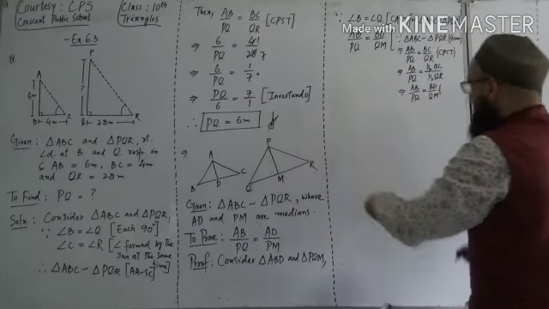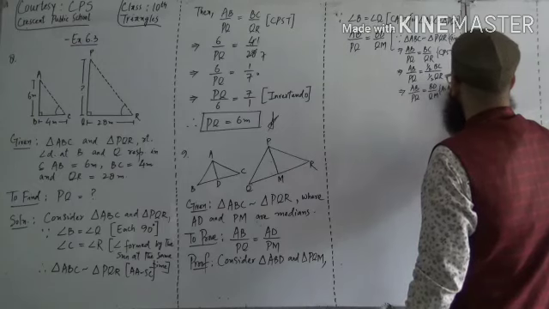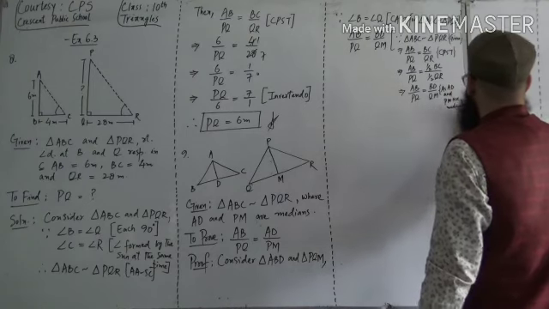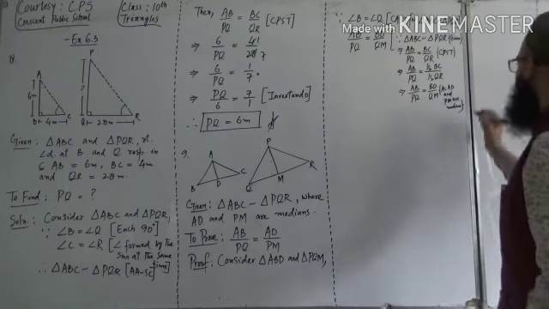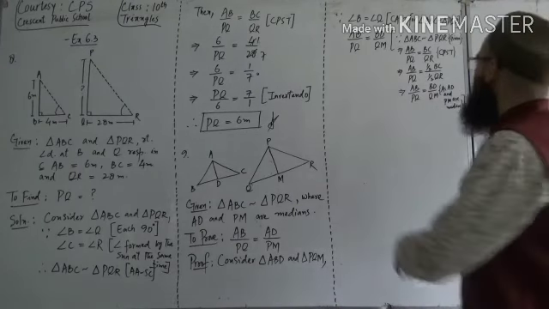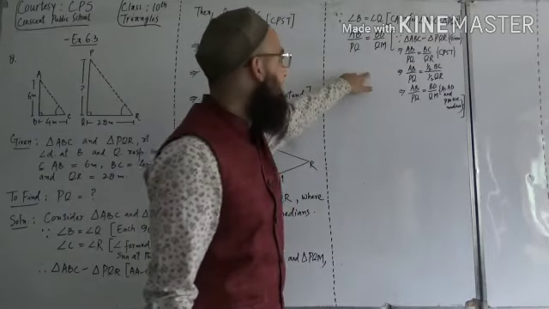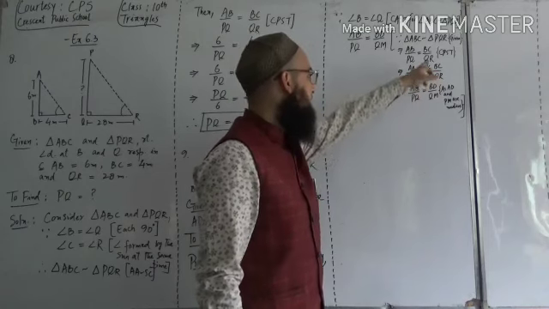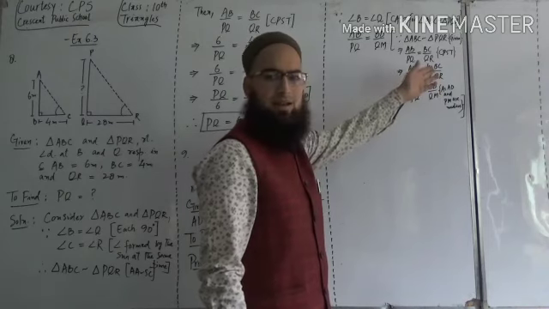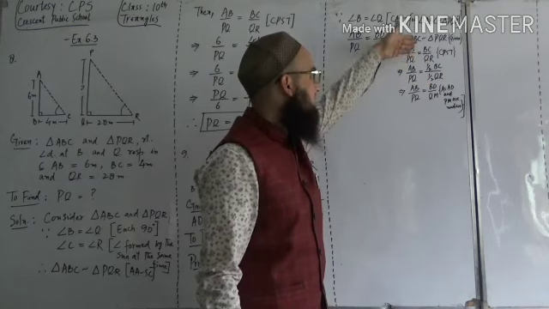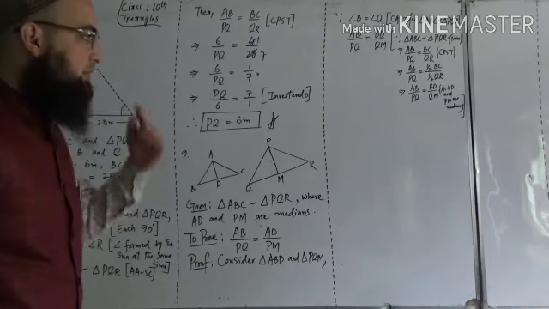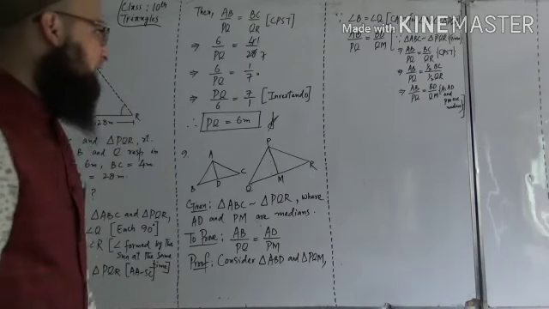Why? As AD and PM are medians. You got the reason? So that's the reason for this. AB by PQ is equal to BD by QM. If triangles are similar, then sides are in proportion. Then I write half for this; there's no problem in that, because half and half get cancelled and you get the same result. Now, as AD and PM are medians, you can say half of BC is BD and half of QR is QM.